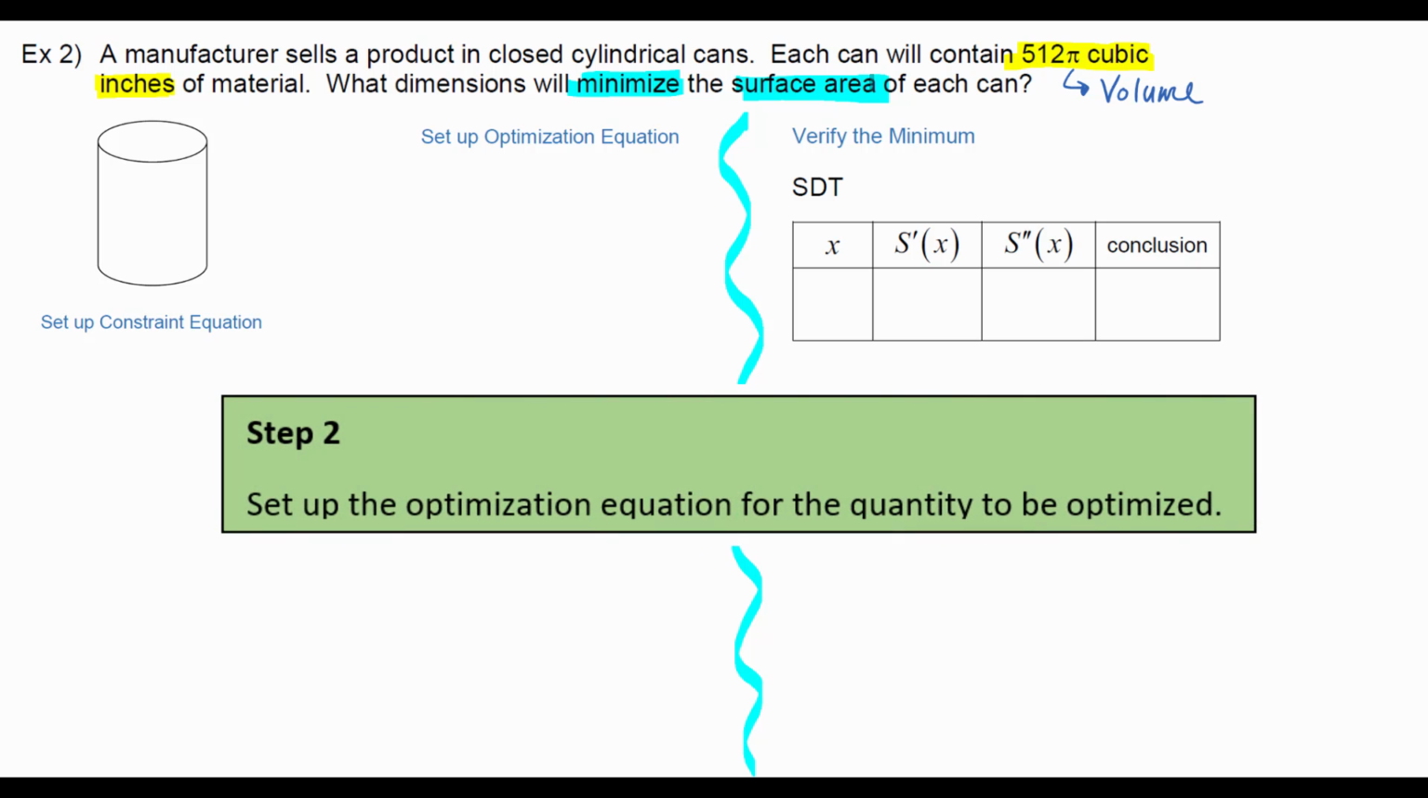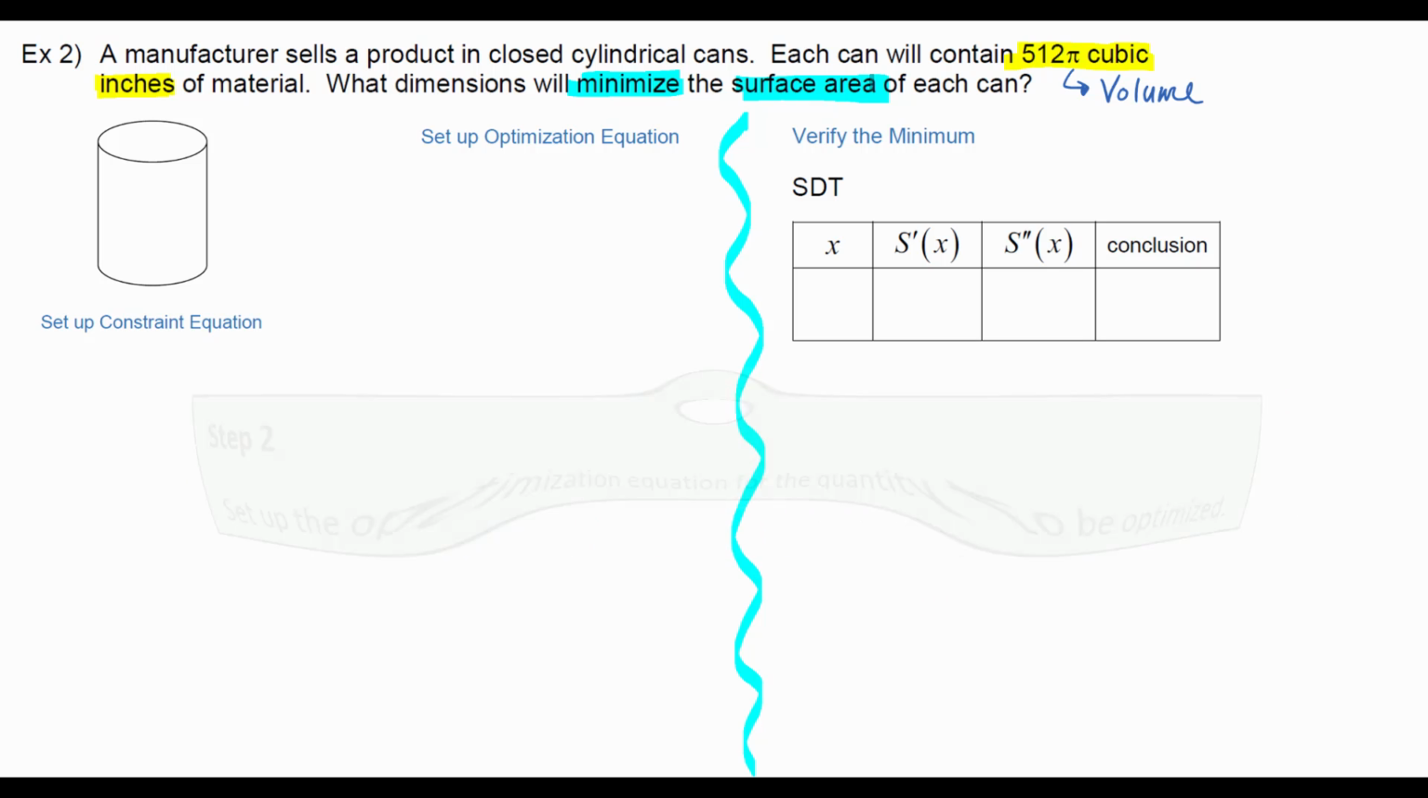So second step, set up the optimization equation for the quantity to be optimized. We would like to minimize the surface area. So now I need to write an equation for the surface area of this cylinder. It's hard for me to remember all the formulas, so for the surface area of a cylinder, I always remember the picture of how it's cut open. So let's say this is a can, then you can use the can opener to open the top, open the bottom, and then you can cut the side of this cylinder with scissors.